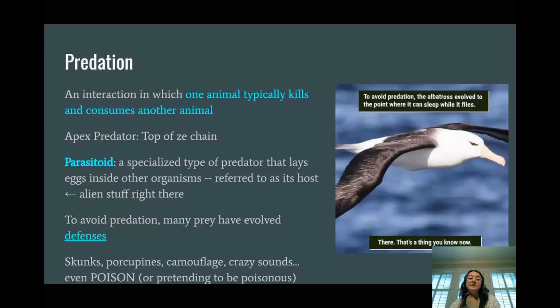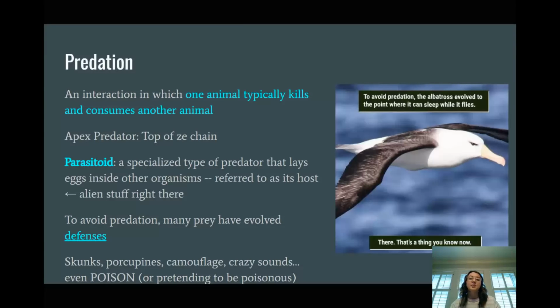Our next type of symbiotic relationship is predation. So this is an interaction when one animal kills and consumes the other animal. So at the top of that, you have an apex predator. An apex predator is one that is the absolute top of the food chain. So this is something that you would think of with like lions, orca whales. Humans are an apex predator. Great white sharks, apex predators. So those are the predation. Again, one lives and consumes, the other one dies.